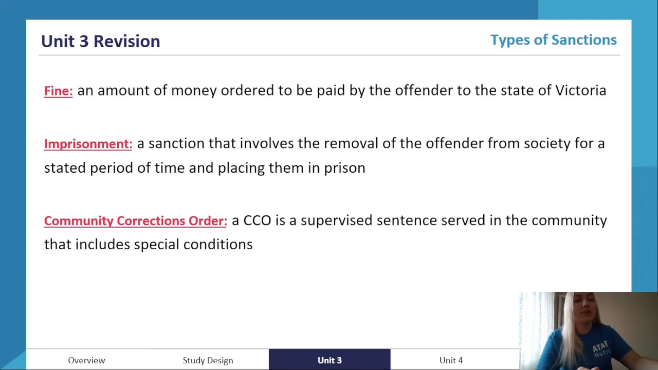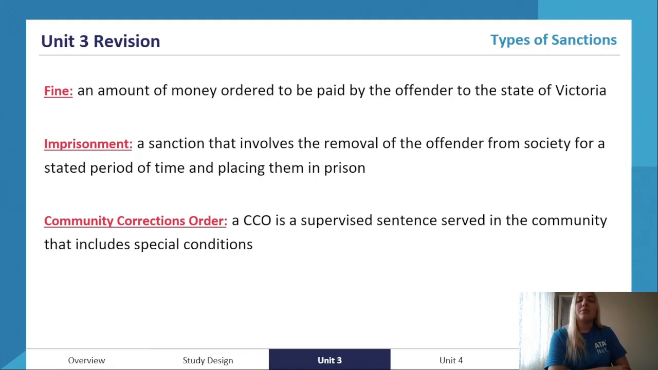Now, the types of sanctions include fines, which are the lowest sort of sanction, with the least impact. This is an amount of money ordered to be paid by the offender to the state of Victoria. Fines do not rehabilitate offenders because it's just a sum of money that needs to be paid.